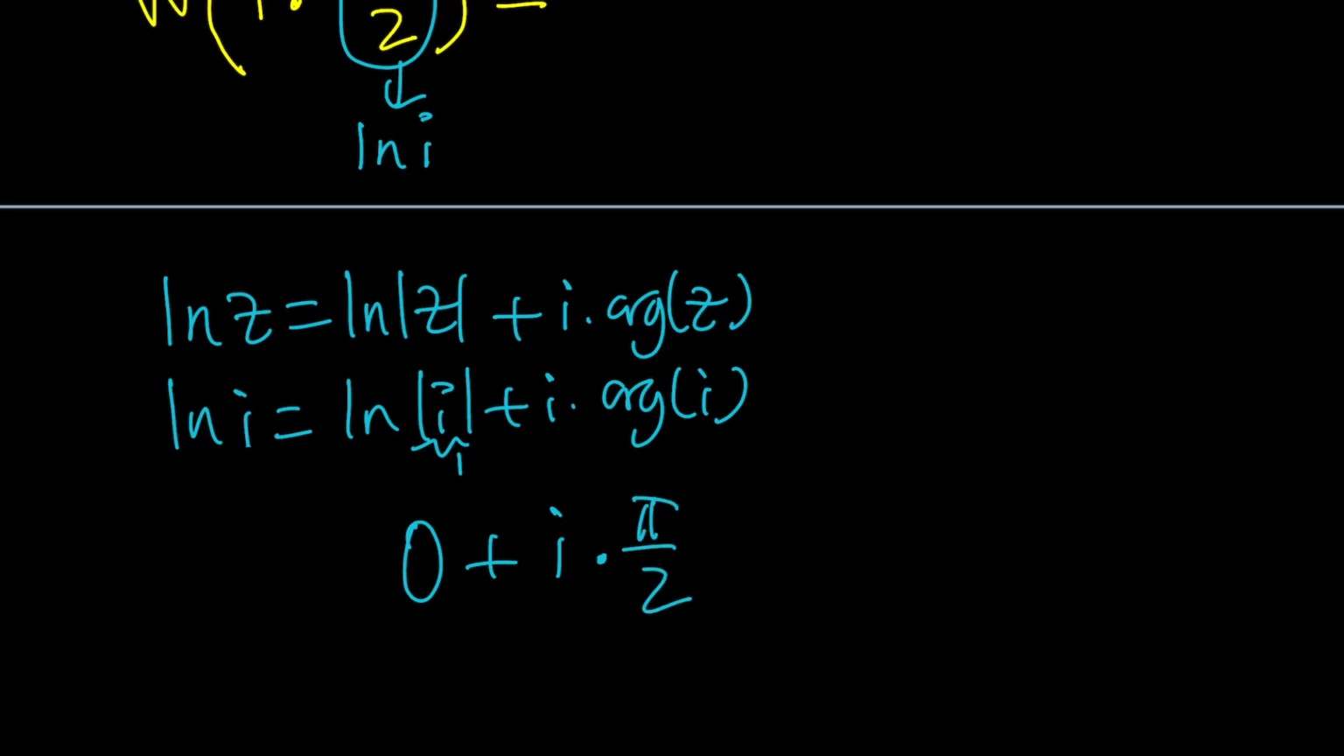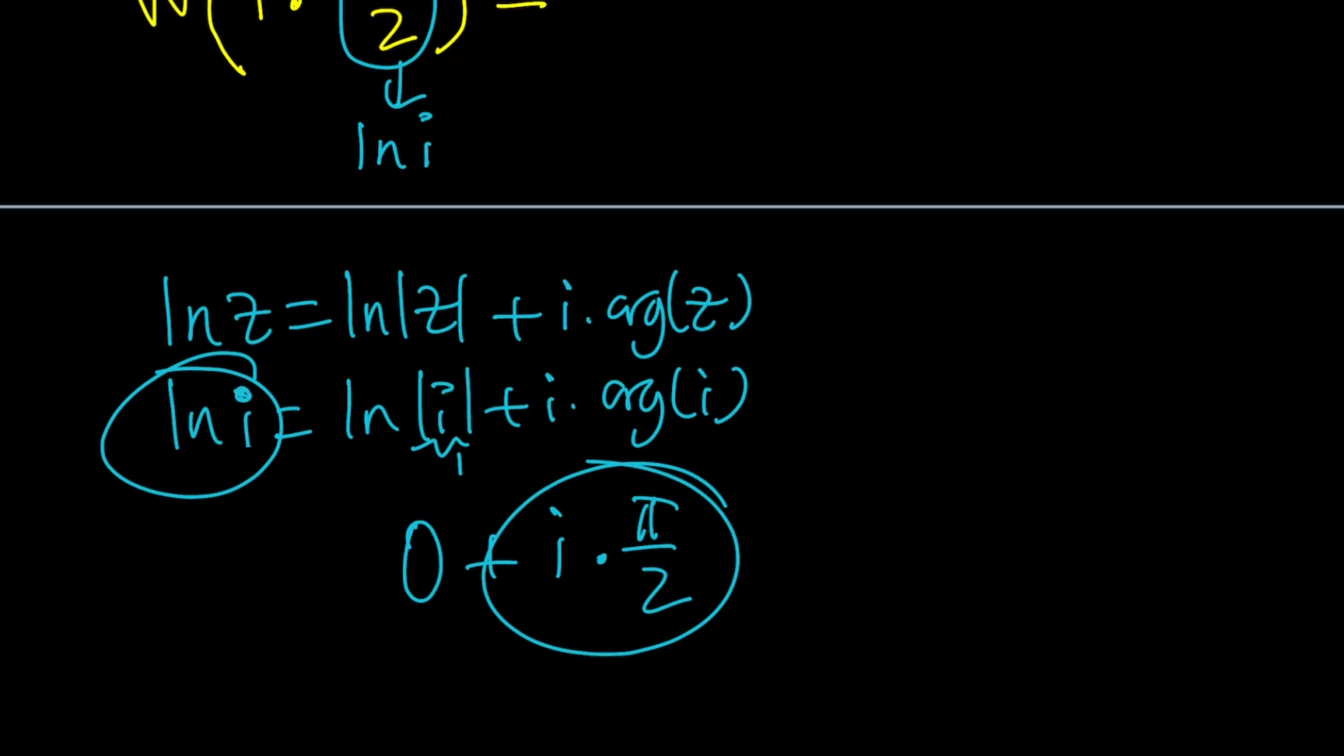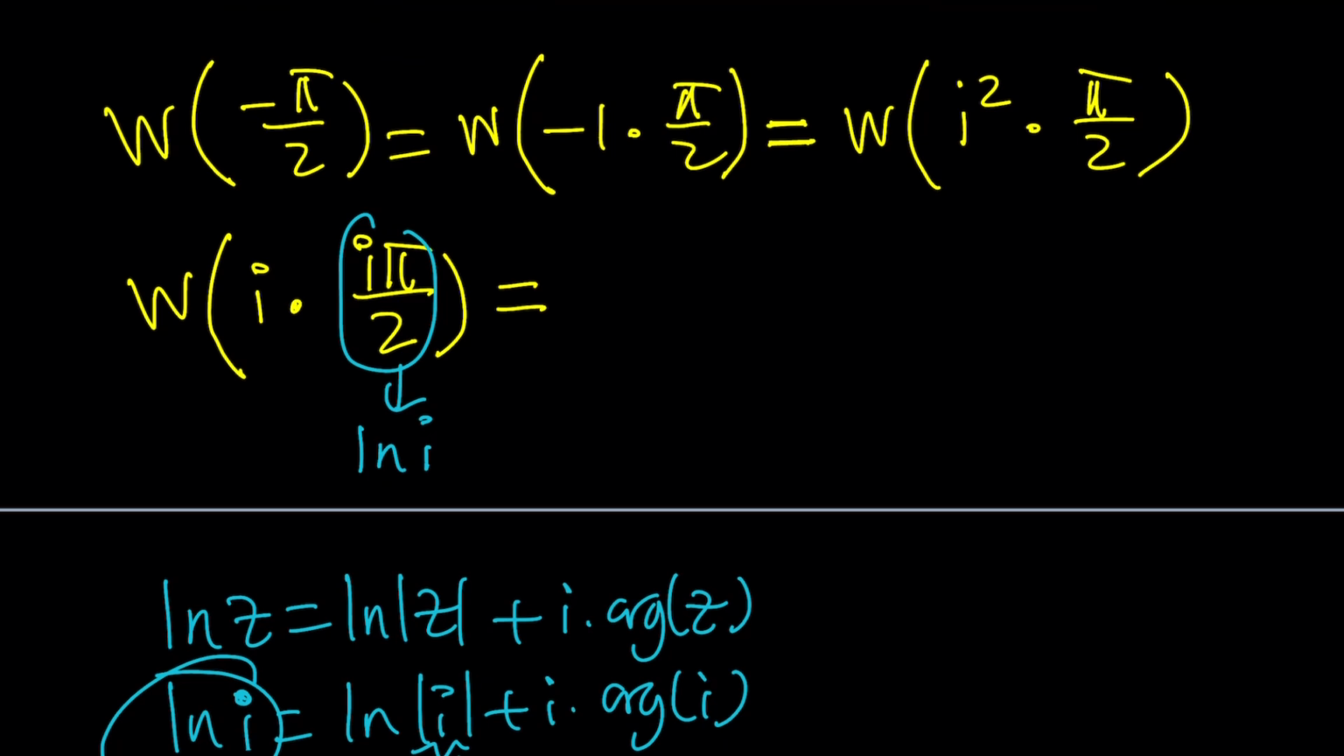Wow, that's great. So something worth memorizing, I think. ln i, at least one of the values, because this is multi-valued. Come on, there are infinitely many. But one of them is i pi over 2. So I can replace i pi over 2 with ln i. That gives me W of i ln i. Now, allow me to turn this into ln i, right? But why? Think about it, and hopefully you'll get it. If not, comment down below, and I'm pretty sure someone will answer it. But that's something that you should definitely know.